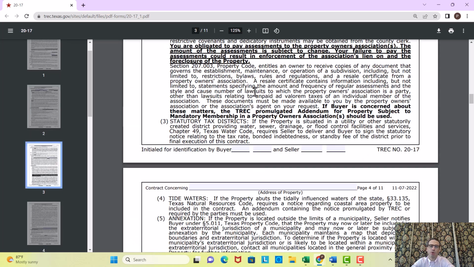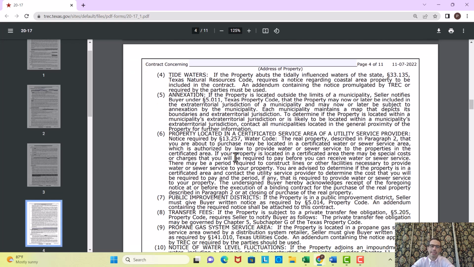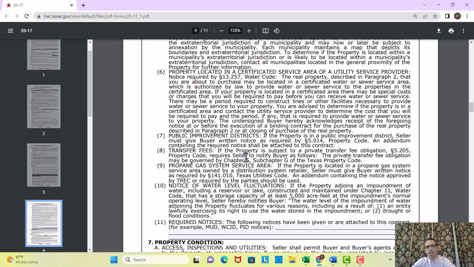I'm not going over the whole contract in detail because truly this is boilerplate. This contract is put out by the broker lawyer committee as part of TREC's service to the public. So it's a fairly unbiased contract. When our law firm represents buyers or sellers, we do some things to maybe favor it to one side or the other, depending on who we're representing.